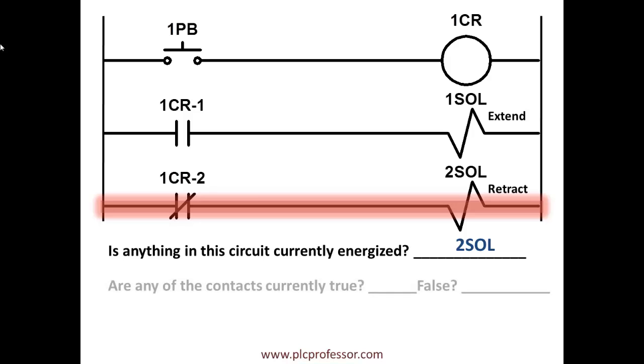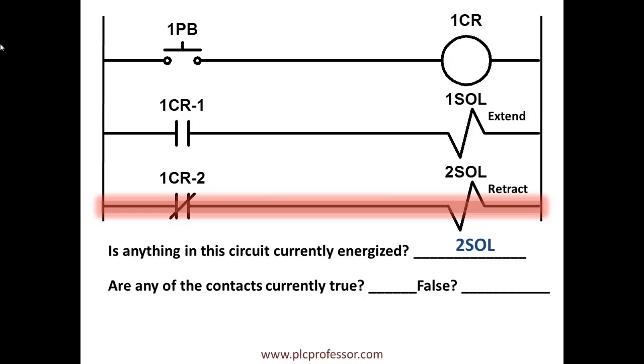Are any of the contacts in this diagram right now true? In other words, without pushing the push button 1PB, how many, or are there any, true contacts in this diagram? Remember, you have true if on, true if off. So we're using that terminology because that's what we use in PLCs.